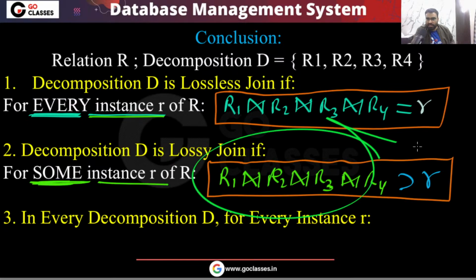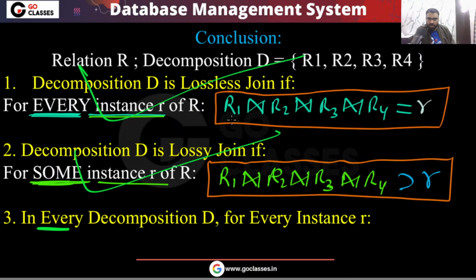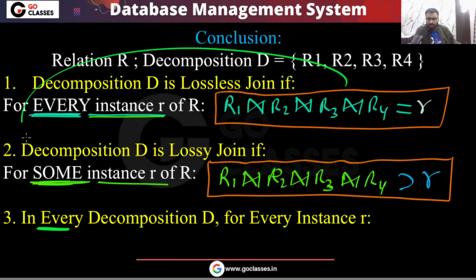So you can see this is a superset of R, a proper superset of R. And remember, whatever decomposition you take, your decomposition can be either lossless or lossy. So if we consider every decomposition, whether it is lossless or lossy or whatever, you can see in every decomposition, for every instance, what will happen?